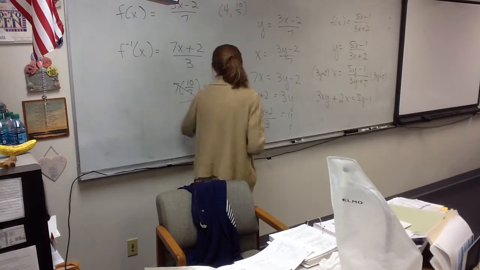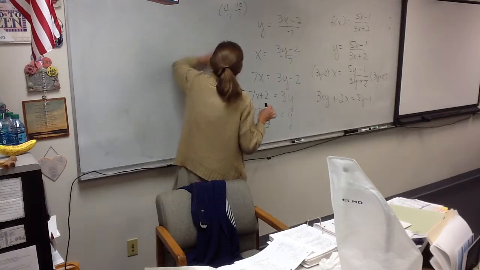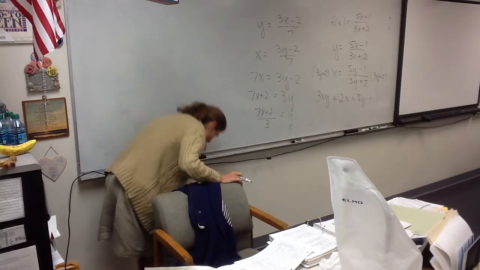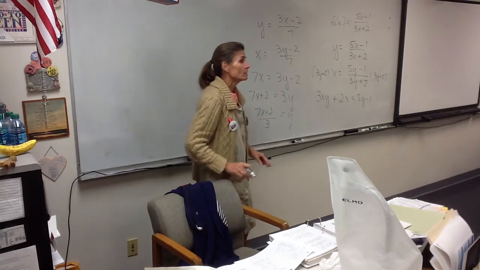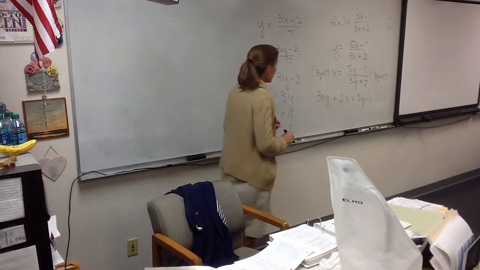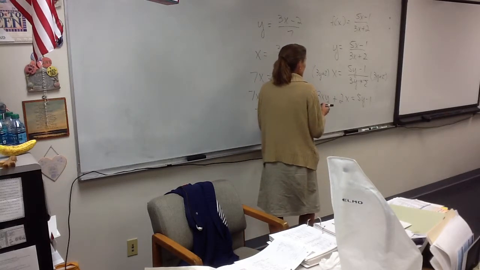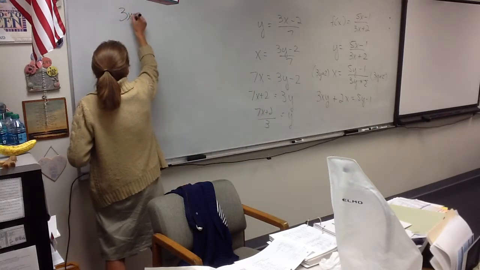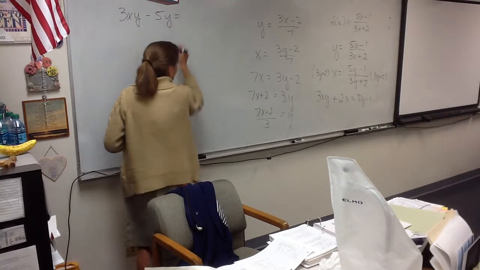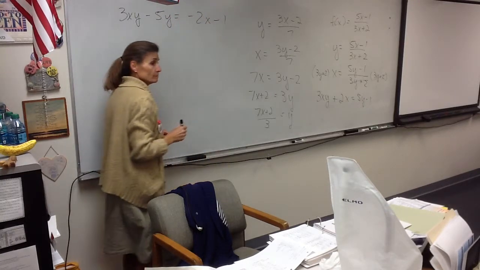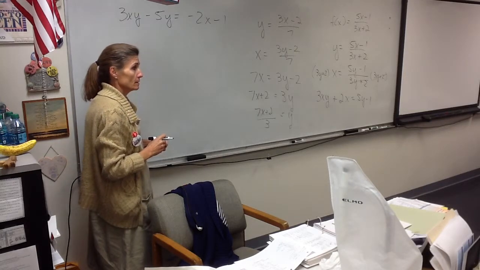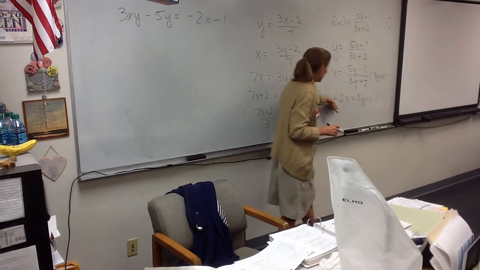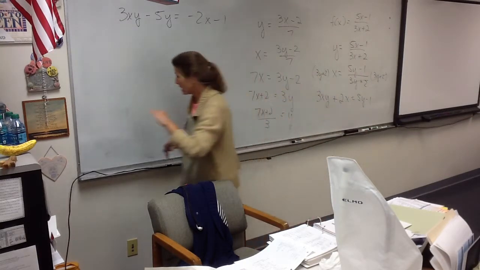Now what? Anybody have another idea? Or the next idea? Well, I think we got to keep in mind what our goal is. What are we trying to end up with here? What are we trying to do? We're trying to get y by itself. So let's rearrange things so that everything with a y is on one side and everything without a y is on the other side. So in other words, 3xy minus 5y equals negative 2x minus 1. The goal is to get y by itself. So I'm going to take all the terms with y and put them on one side and all the terms without a y on the other side. Okay?